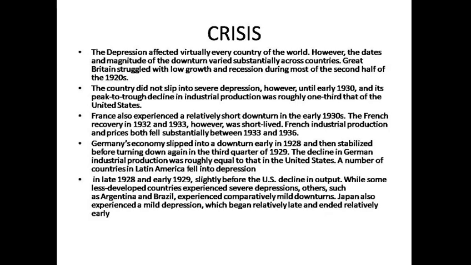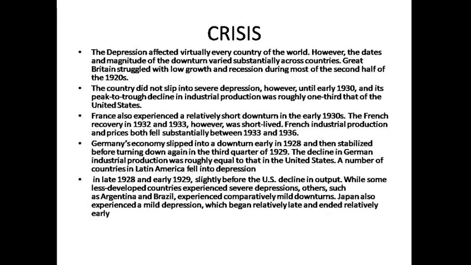Various other countries, such as France, experienced a short downturn in the early 1930s, and France recovered in 1932 to 33. But this was a short period, and again industrial production fell between 1933 and 36. Along with France, Germany also had a great downturn in 1928, then stabilized and turned down again in the last quarter of 1929.